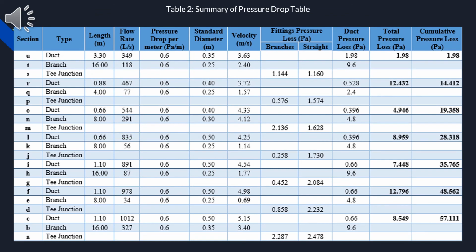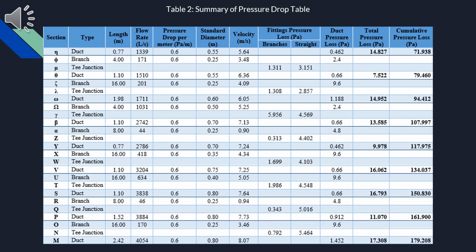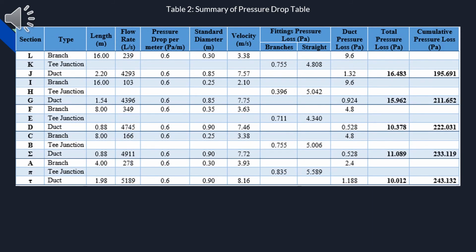This is a summarized pressure drop table showing fittings, duct, total, and cumulative pressure loss. The total pressure loss for each duct, branch, and its T-joint was found. Then the cumulative pressure loss was determined with the final pressure loss of 243 pascals.